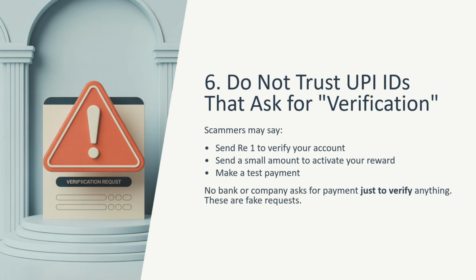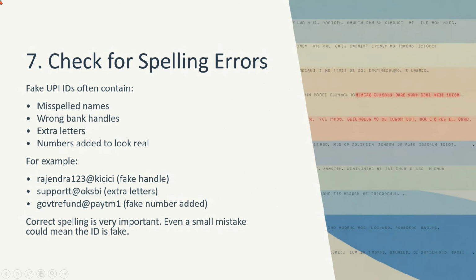Do not trust UPI IDs that ask for verification. Scammers may say send rupees 1 to verify your account, send a small amount to activate your reward, or make a test payment. No bank or company asks for payment just to verify anything. These are fake requests.